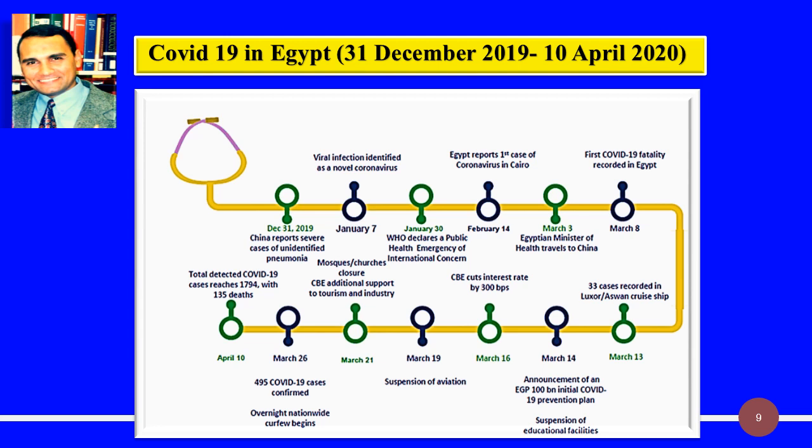At the end of March, 495 COVID-19 cases are confirmed. An overnight nationwide curfew is reported. On the 10th of April, total detected COVID-19 cases reached 1,794 with 135 deaths. This is a descriptive epidemiology of COVID-19 in Egypt between December 31 and April of 2020.